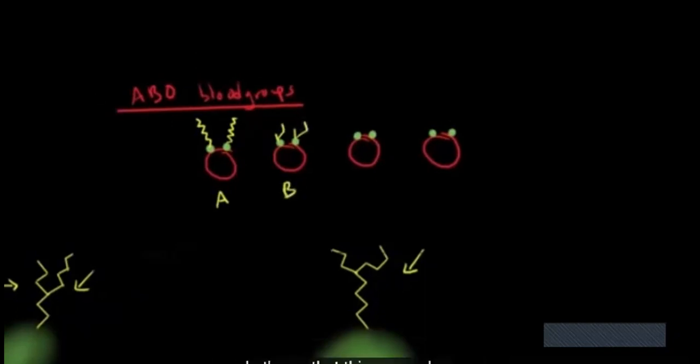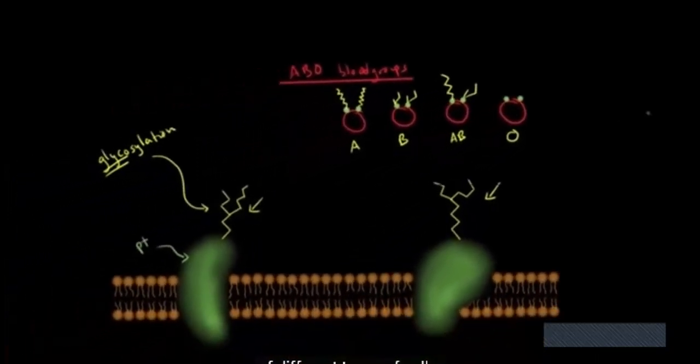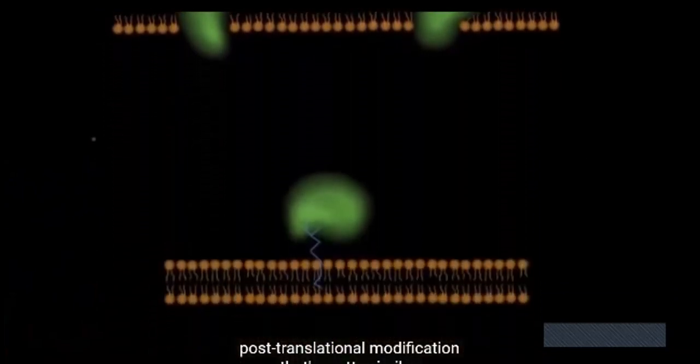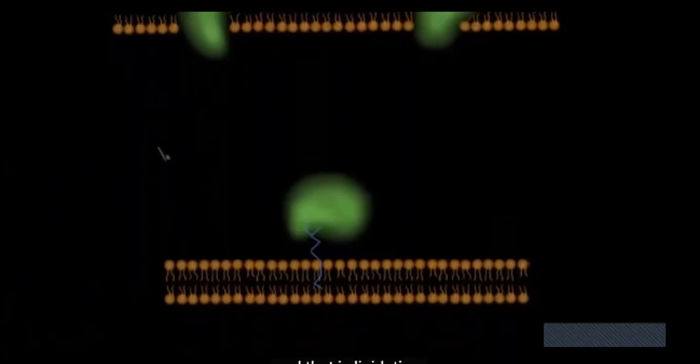Let's say that this person has actually both of those carbohydrates attached to his red blood cells. That would make him blood type AB. And let's say that this last person does not have any carbohydrates of this category attached to the proteins on his red blood cells, and so that makes him blood type O. So here's a very common example of how glycosylation is used in the identification of different types of cells. Let's go on to a different type of post-translational modification that's pretty similar, and that is lipidation.